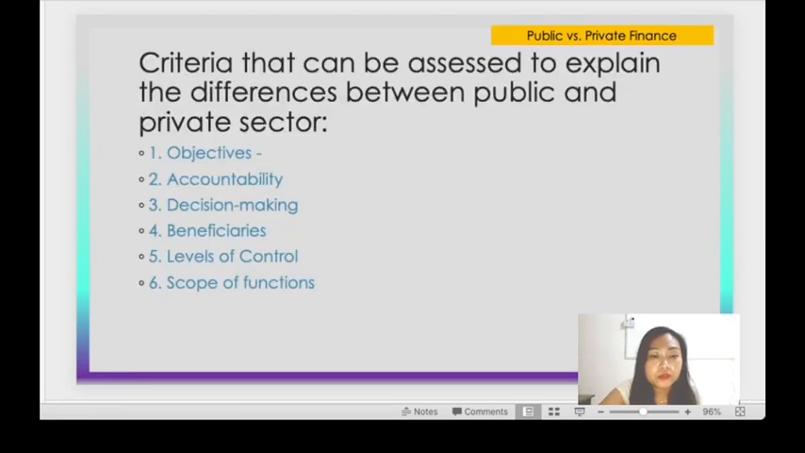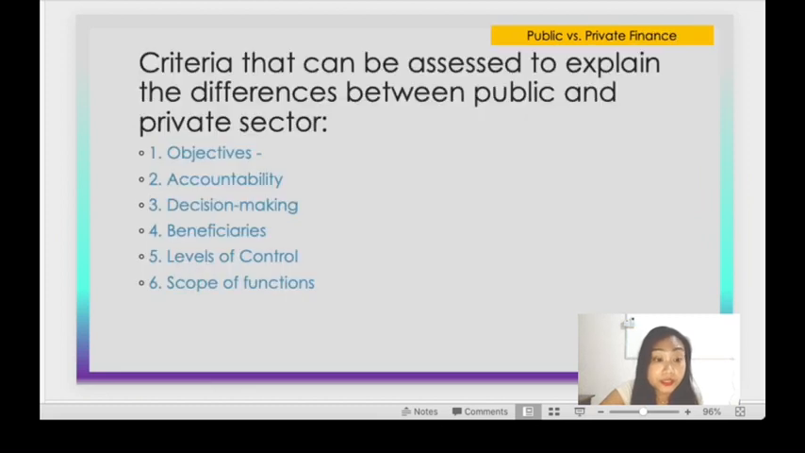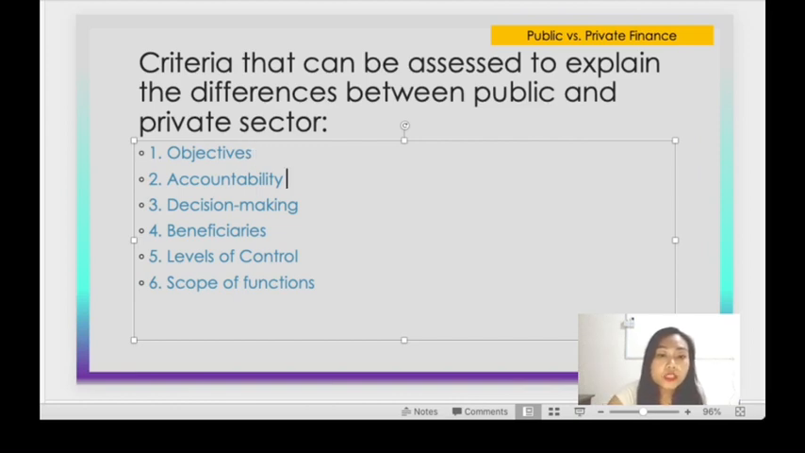I have already summarized for you the criteria that you can evaluate, so it's easier for you to think in the future. What are you going to talk about if people ask you what the distinction is between public and private finance? So first of all, maybe you can talk about the objectives. They are driven by profit or not. The second one, the accountability.